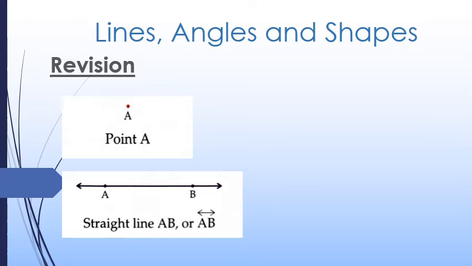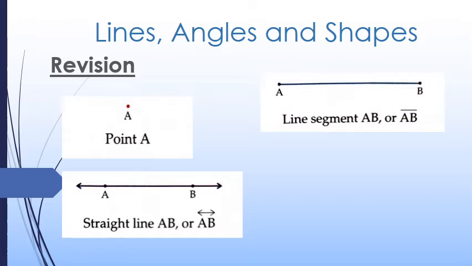Like in this case, in the picture, there are two fixed points on it, which are point A and point B. And so we have named the straight line as AB, and given the symbol as it is shown in the picture, right?